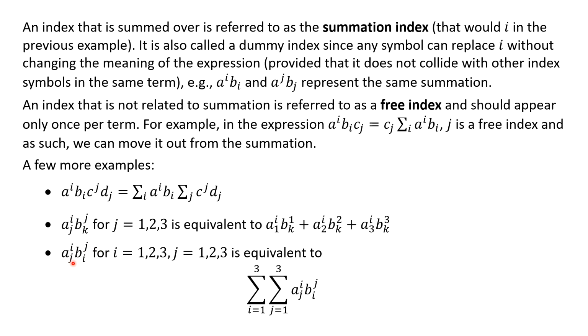And then we have another one where we have 2 indices that are summation indices. And let's say we're going from 1 to 3. Then we would sum over the i from 1 to 3 and the j from 1 to 3. So we would get this double summation here. Okay, so on the next slide, I'll talk about some rules, and then we'll do some more examples after that.